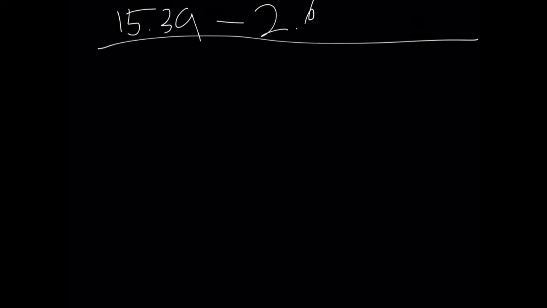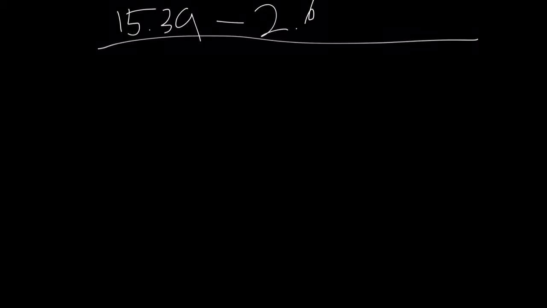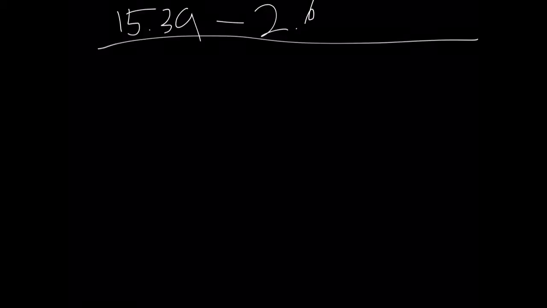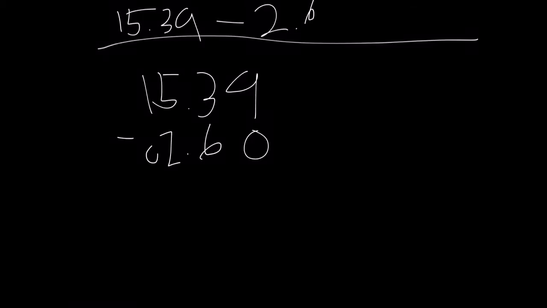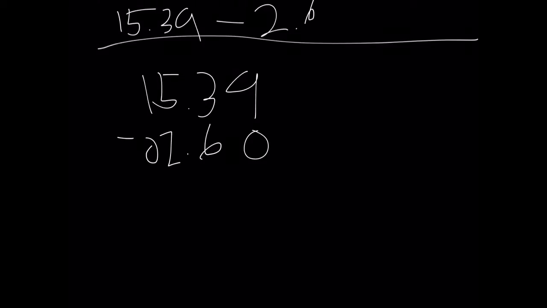So when subtracting decimals, first thing you need to do is line up the decimals. So 15.39 minus 2.6. Again, I'm going to use zeros as my placeholder. 0, 0. Then I'm going to subtract.